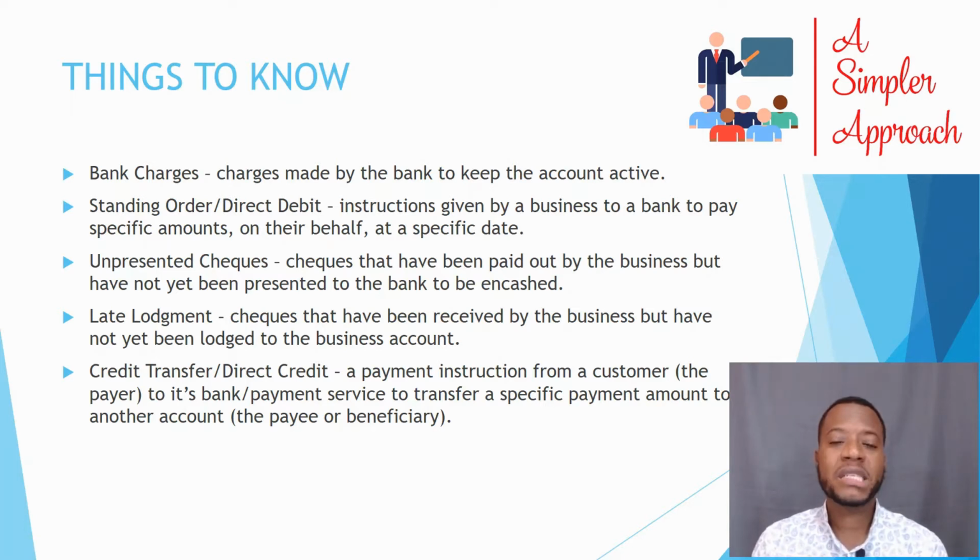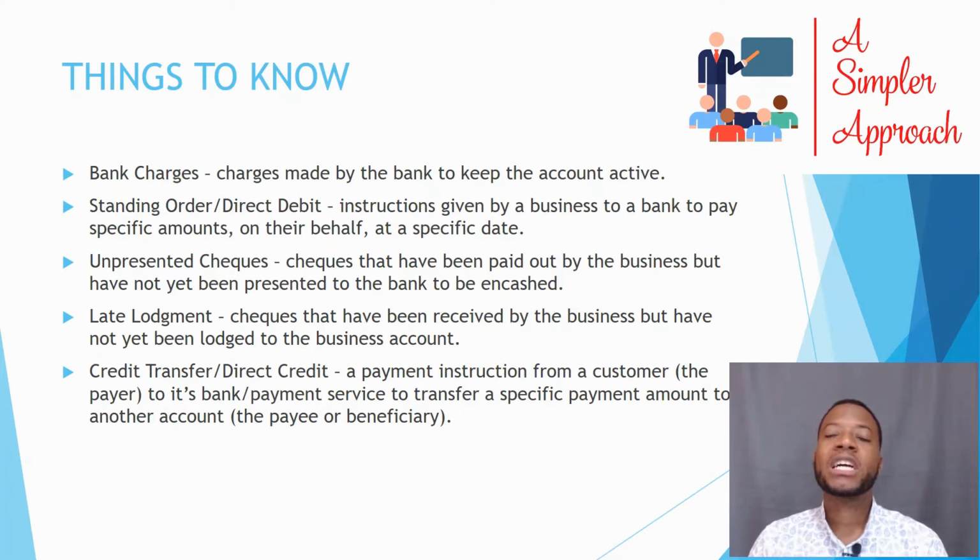Number two, standing order or direct debit. That is where a business or an individual gives instruction to a bank for the bank to pay a specific amount to a specific person at a specific time. You can go to the bank and set up a standing order to pay your rent, your mortgage, or an existing fee. So every month when that time comes, the bank releases the funds to the listed person.